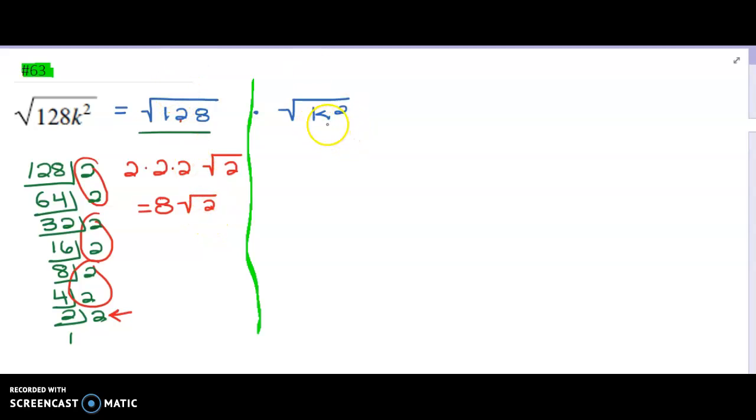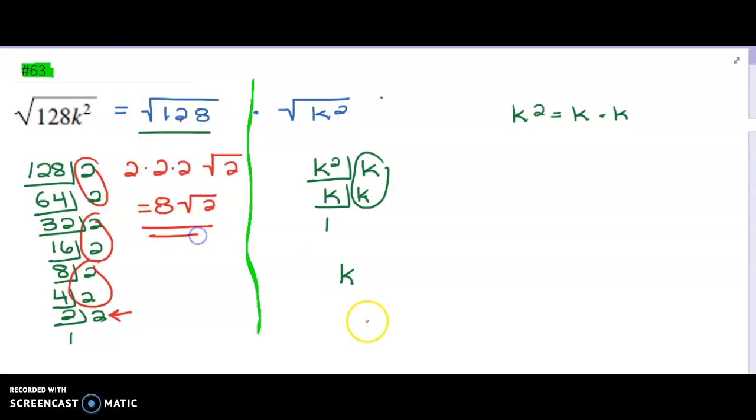Right? Now, k squared. Let's think of k squared. K squared is just k times k. So if I want to break down k squared, I can divide out a k, divide out another k. k divided by k is 1. Circle my pairs. So I have a pair, I have no leftovers, so square root of k squared is just k. That should make sense, guys. The square root of anything squared is just that anything. All right, so what I'm left with now is 8 square root of 2 and k.